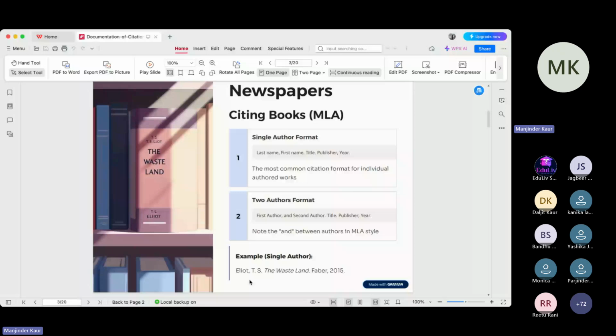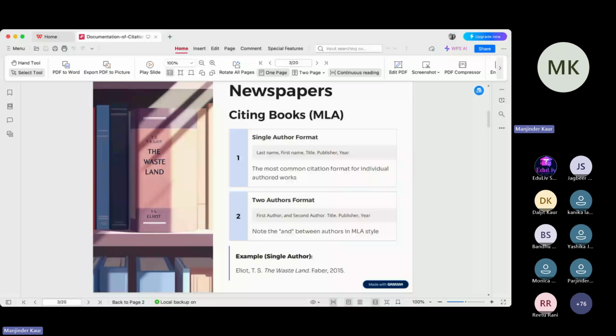Eliot is the surname, comma, T.S. are the initials of his name. The Wasteland is the work, so that's why it is coming in italics. After that, there is period. Faber is the publishing house, followed by comma, year of publication, and again the period.